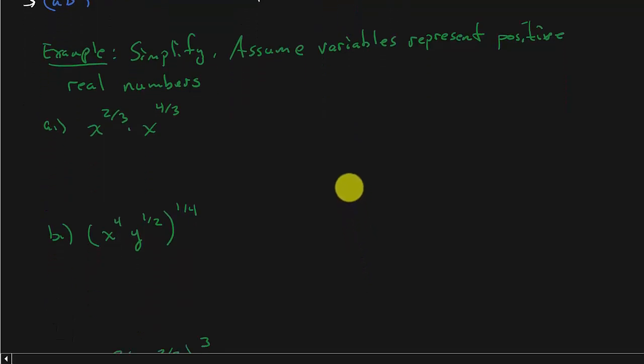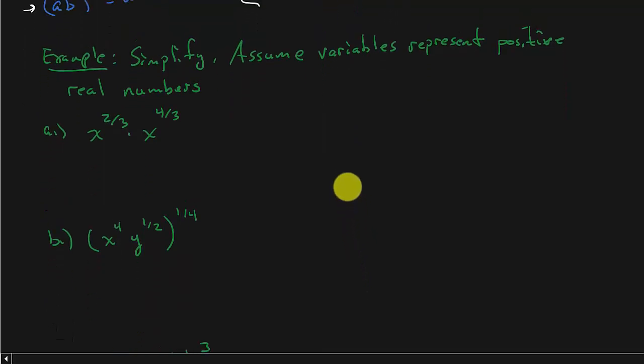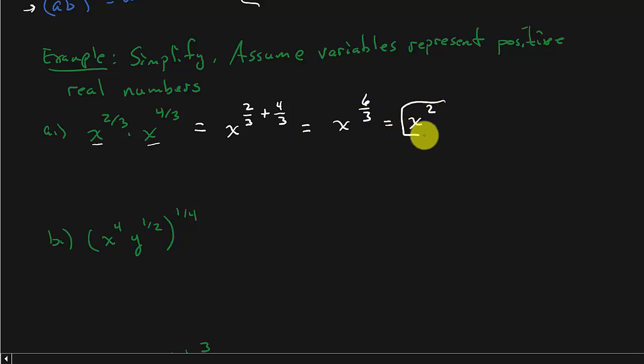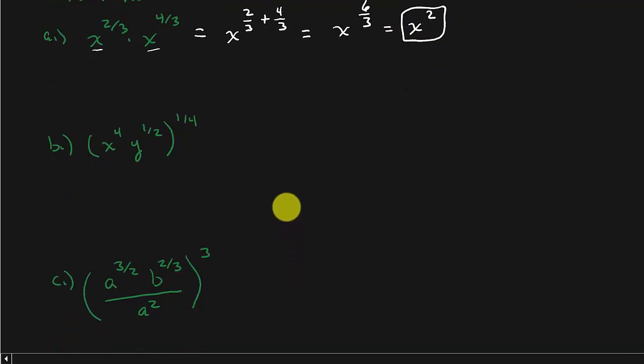All right, now let's look at this. It says simplify, assume variables represent positive real numbers. For this one, what are we doing? We're multiplying. We have like bases, so we're going to add the exponents. So that's going to be x to the 2/3 plus 4/3. So this is going to be x to the 6/3, which equals x squared. And there's your answer.